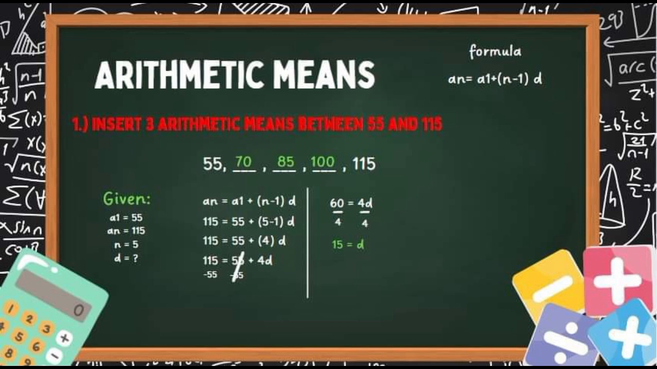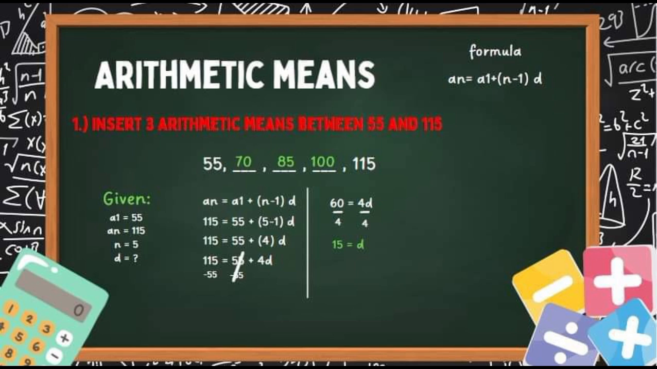B, hahanapin natin ang common difference. A sub 5 equals 55 plus 5 minus 1 d. Ang a sub 5 natin ay magiging 115 equals 55 plus 5d minus 1d. 115 equals 55 plus 4d. Pinag-minus ang 5 at saka 1. 115 minus 55 equals 4d. 115 minus 55 ay 60. So magiging 60 equals 4d.